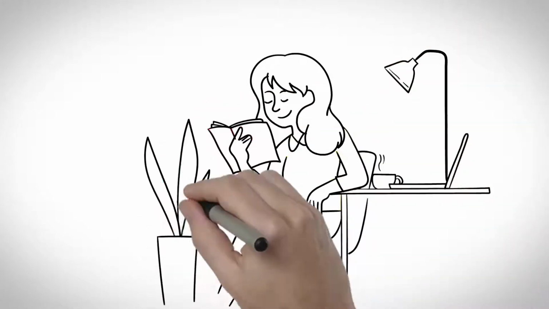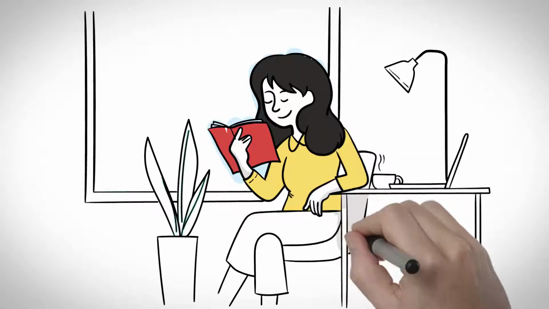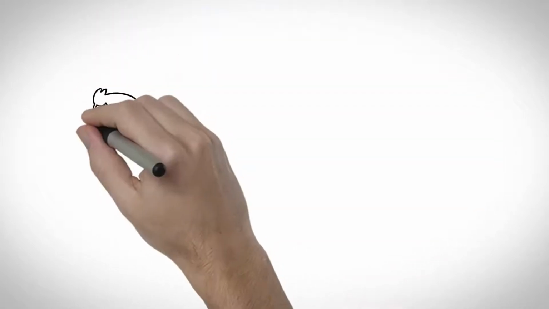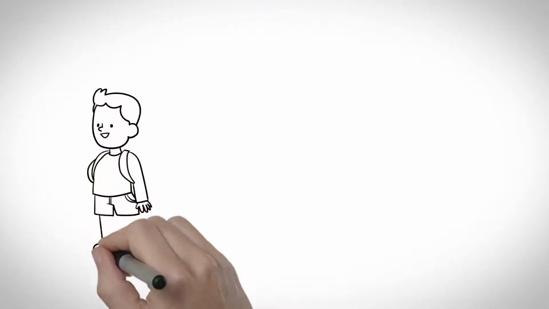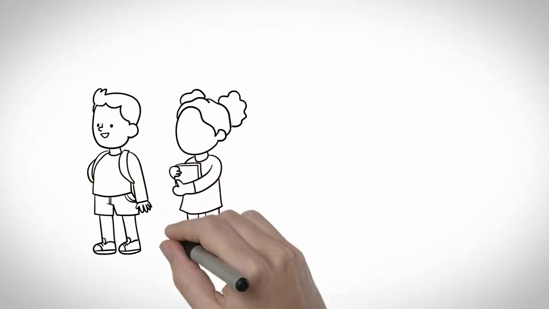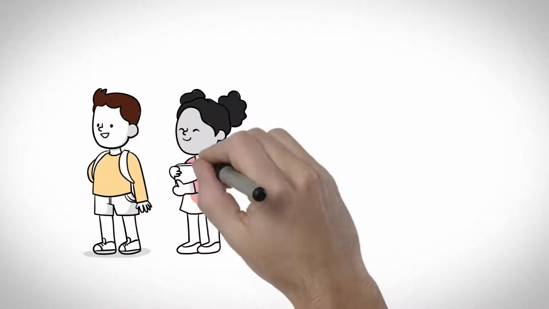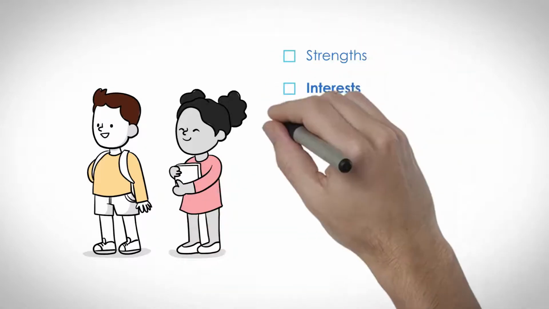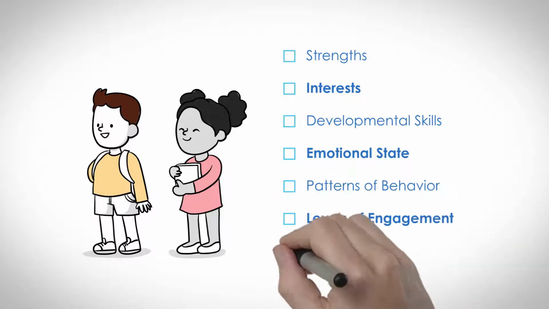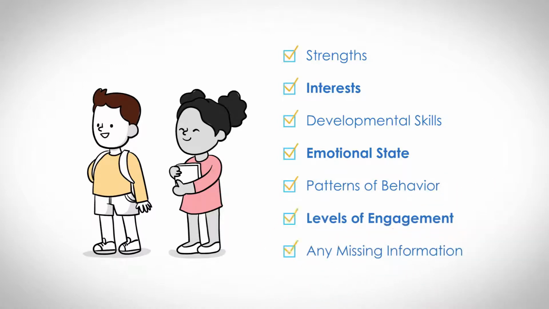Read back through your notes carefully and then organize them in a way that works for you, depending on what your goals were for the observation. For example, you can use this reflection time to identify and consider traits about each child, such as strengths, interests, and needs, developmental skills, emotional state, patterns of behavior, and levels of engagement. It's also important to identify any missing information that you still need to gather.